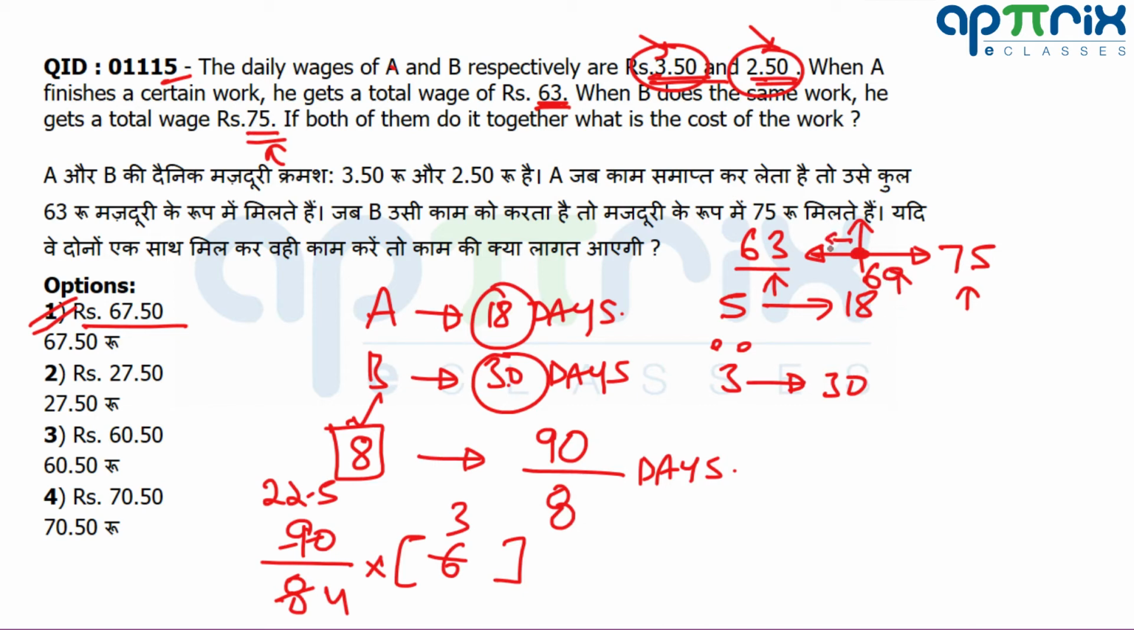It will be shifted towards it. Let's see what answer you are going to mark. And also the answer will be between 63 and 75 only. That I already taught you in the averages.